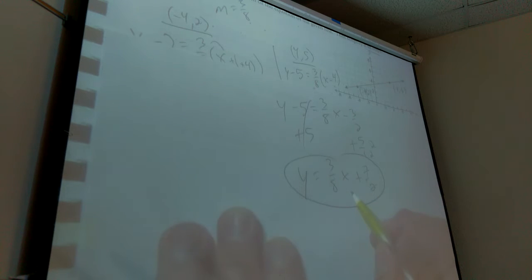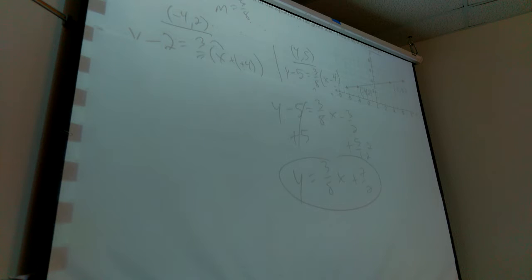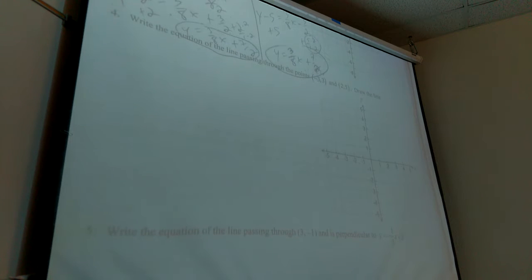So you get this equation no matter which point you use, because there's only one line. So it doesn't matter which point you use, you've got to get that same equation. How many points on a line? Infinite number. So they all have to work in the equation. So it doesn't matter which one you use. All right, what about number 4? Has anybody done that one yet? Try that one.